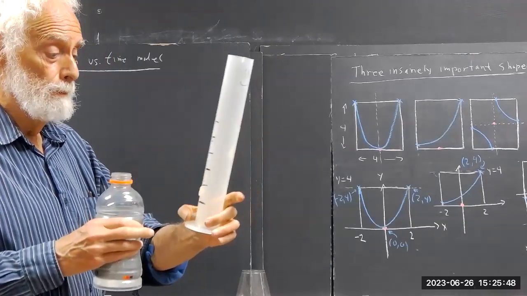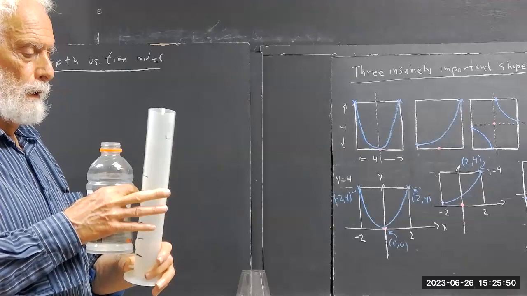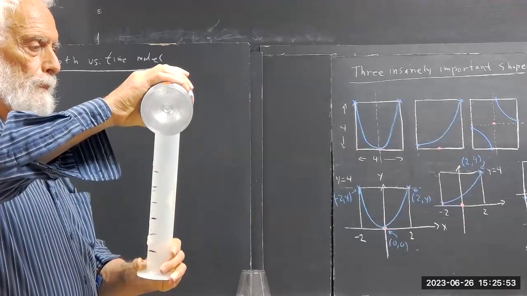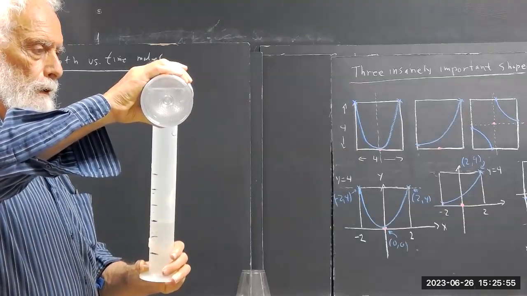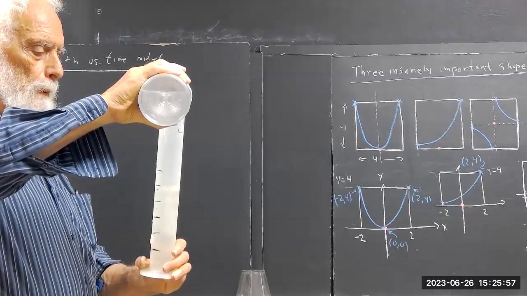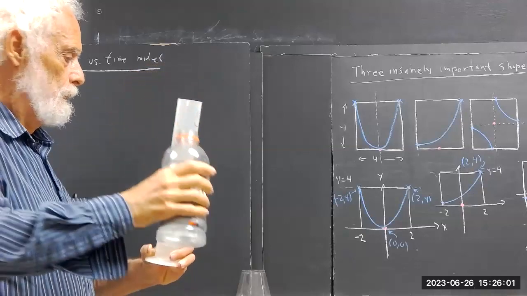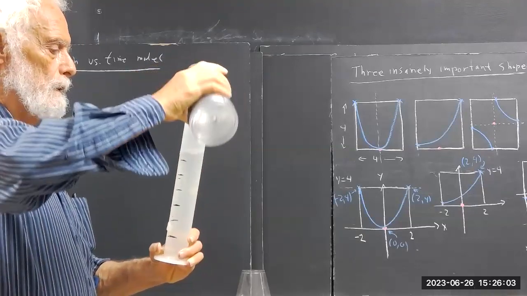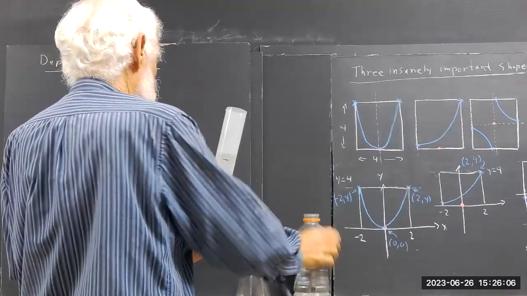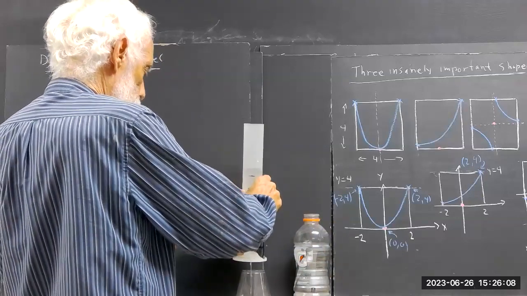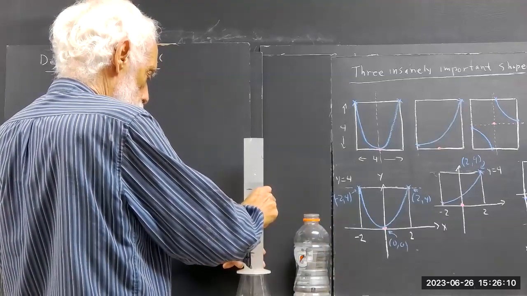Now, I've got a cylinder here, and there's a tube down here at the bottom. And I'm going to fill this with water and hope it balances when I put it. Okay, now it doesn't balance, it's going to fall.